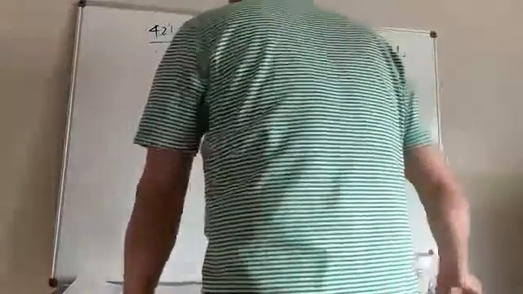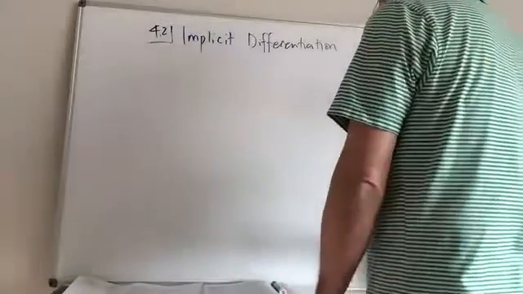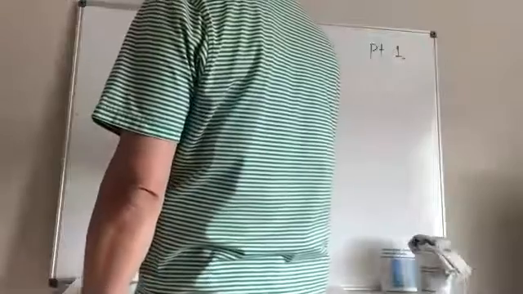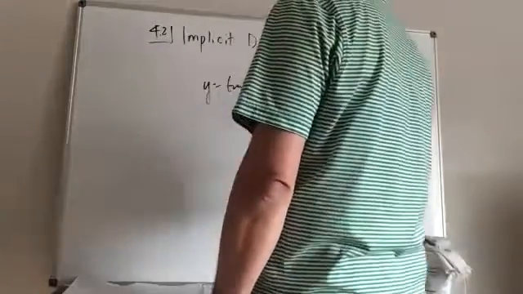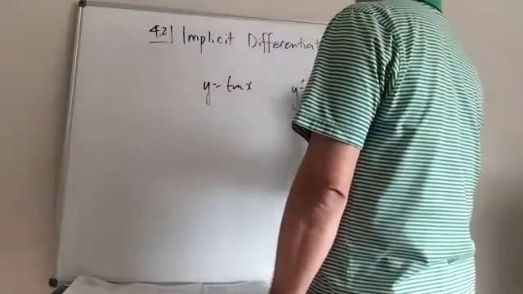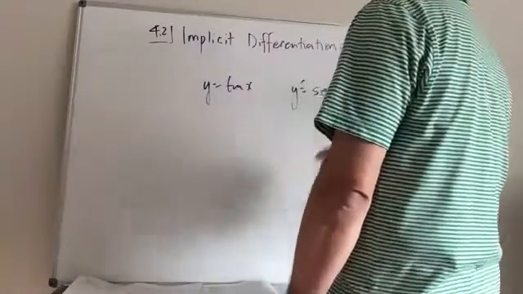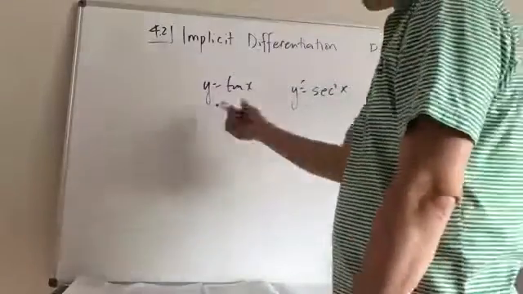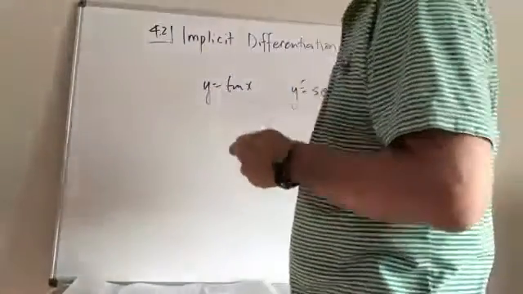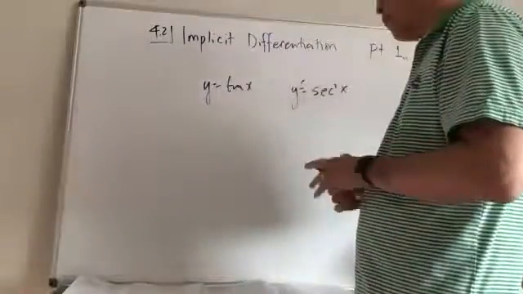Implicit differentiation is just as it sounds. Up till now, we said that y is equal to tangent x, and we would take the derivative of this, and y prime is equal to secant squared x. Something like that, where y is explicitly given to us, and we know exactly what y is, and we would take the derivative and go from there.